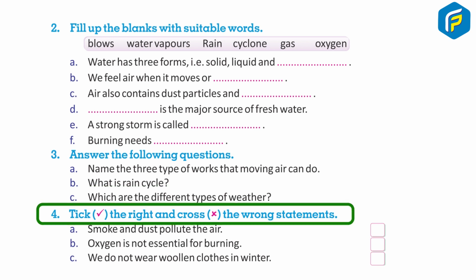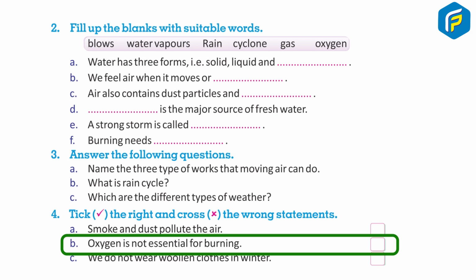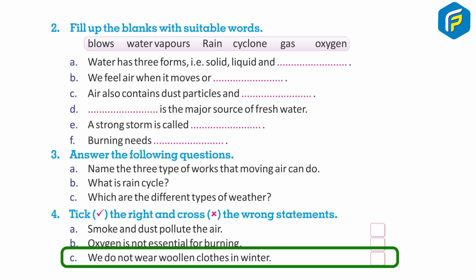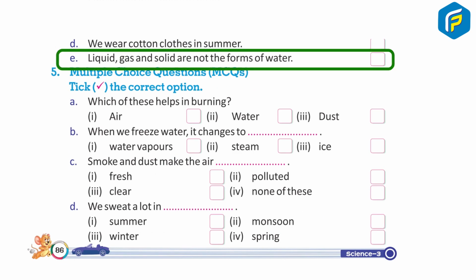4. Tick the right and cross the wrong statements. A. Smoke and dust pollute the air. B. Oxygen is not essential for burning. C. We do not wear woolen clothes in winter. D. We wear cotton clothes in summer. E. Liquid, gas and solid are not the forms of water.